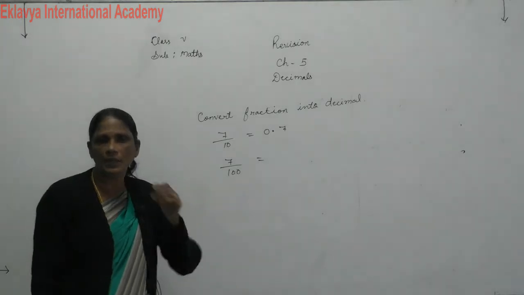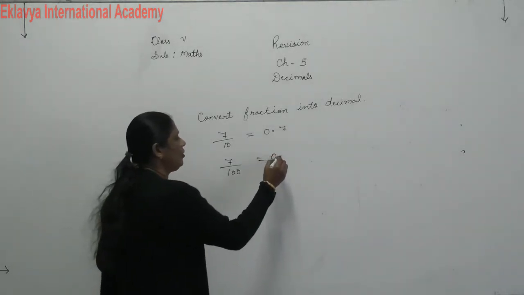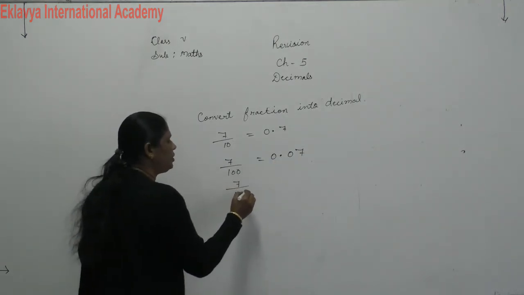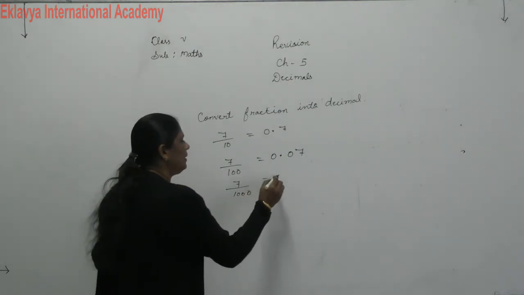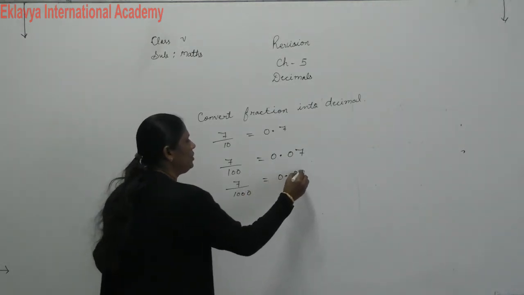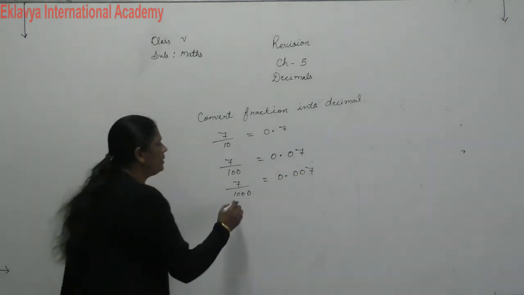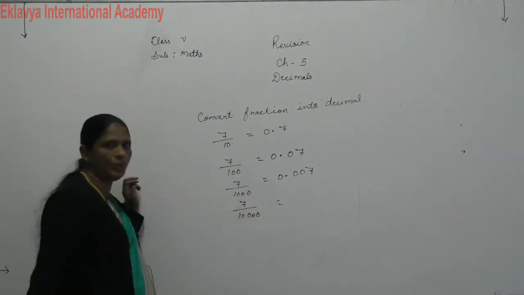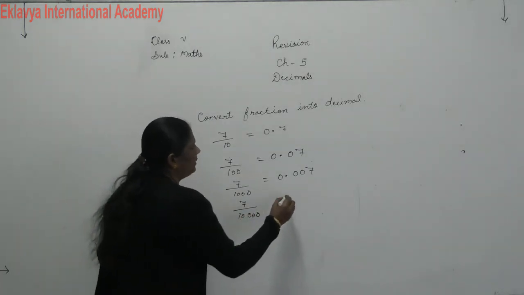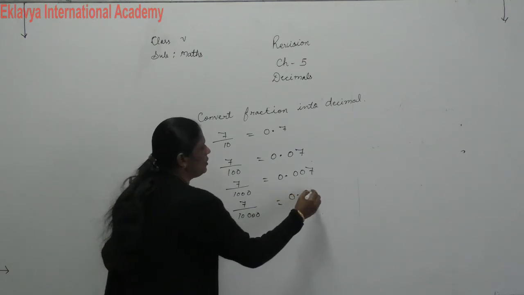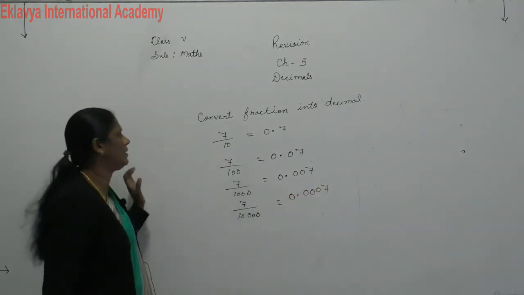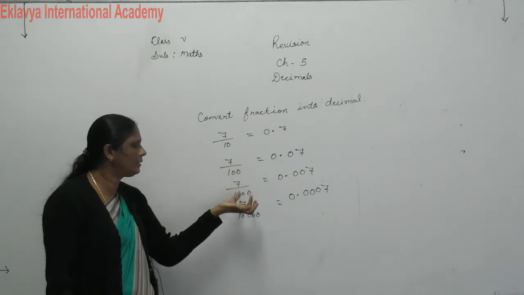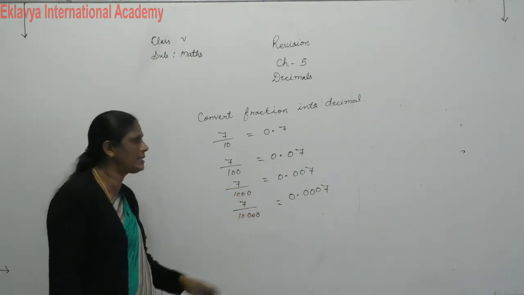How many digits we remove? 2 digits, that is 0.07. Then 7 upon 1000. How many digits you remove? 3 digits, that is 0.007. Understand you? Then 7 upon 10,000. How many digits you remove? 4 digits. Then 0.0007. This is how to convert fraction into decimal in 10, 100, 1000, 10,000. I think you understand this.